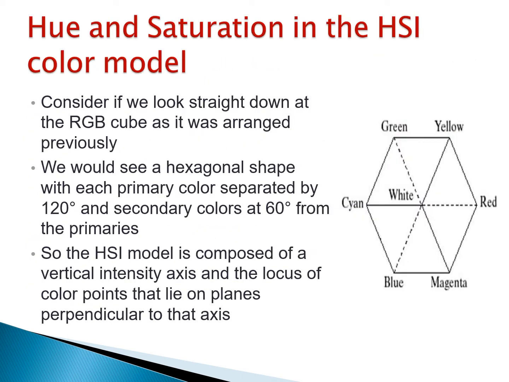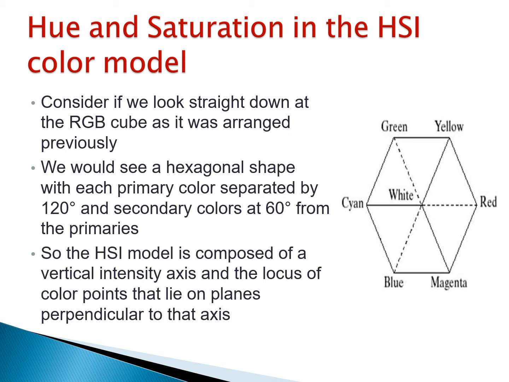So the key point regarding the cube arrangement here is that the corresponding HSI color space is represented by the vertical intensity axis and the locus of the color points that lie on the planes perpendicular to this axis. As the planes move up and down the intensity axis, the boundaries defined by the intersection of each plane with the faces of the cube have either a triangular or hexagonal shape.